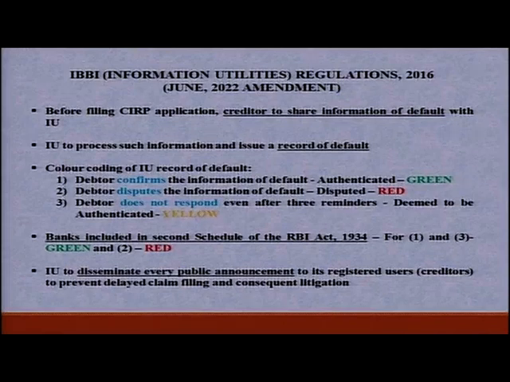Thereafter, three notices are sent to the debtor. Thereafter, if the debtor confirms the record of default, then the status of that information of default will be authenticated and it is reflected in the green record of default. In case a debtor disputes that default, the status will be disputed and it is reflected in the red record of default. Otherwise, it is possible the debtor does not respond and has not submitted any response. Then the status will be deemed to be authenticated and it is reflected in yellow color.